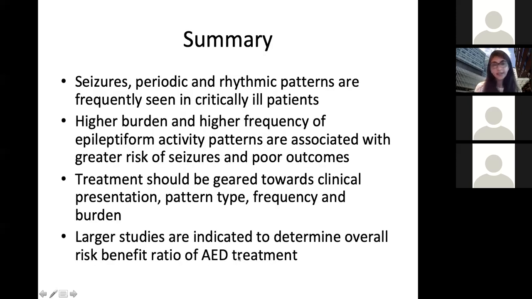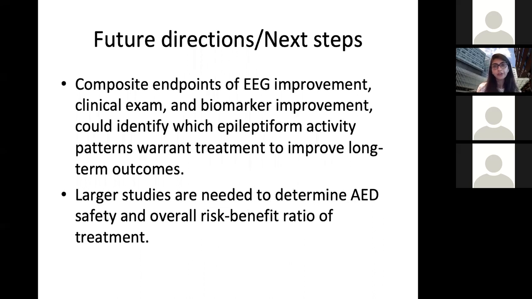So just to summarize, seizures and periodic rhythmic patterns are very commonly seen in ICU patients. High burden, high frequency patterns are associated with increased risk for seizure, secondary brain injury, and poor outcomes. But in the absence of clear-cut treatment guidelines, treatment really should be geared first and foremost towards the clinical presentation and what the clinical picture is, and then followed by the pattern type, frequency, burden, and where applicable and possible, using ancillary data to help guide management. And of course, larger studies are needed to determine the risk-benefit ratio for treatment.